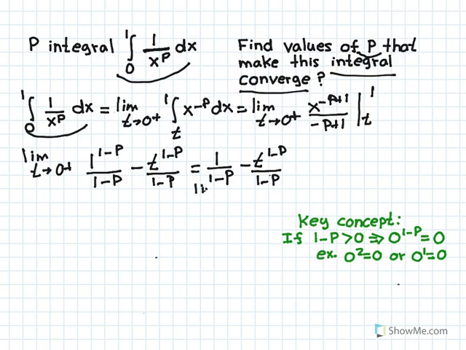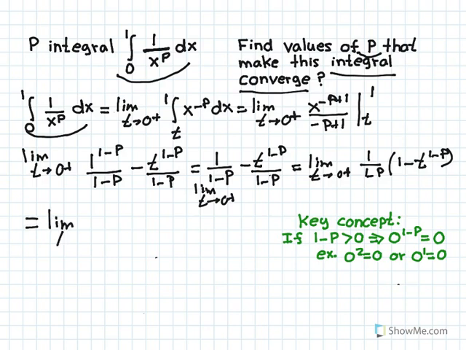And don't forget the limit, as t approaches 0 from the plus side. Let's just factor out 1 over 1 minus p and put that in the front. Limit as t approaches 0 from the plus side of 1 over 1 minus p times 1 minus t to the 1 minus p. So this is equal to the limit as t approaches 0 from the plus side of 1 minus t to the 1 minus p, divided by 1 minus p.